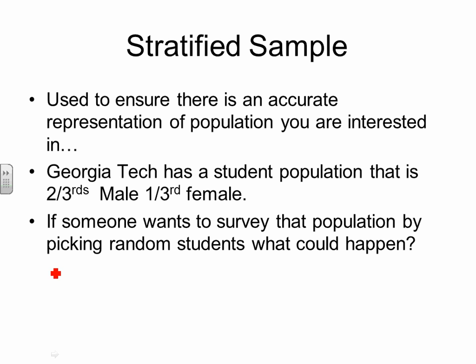Going back to the stratified sample, this is to ensure that there's an accurate representation of the population you are interested in. So let's say we are talking about a school. Georgia Tech is a student population that is 2/3 male and 1/3 female. Someone wants to survey that population by picking random students. What could happen? Well, just by randomness, you could end up with a sample that is all male.